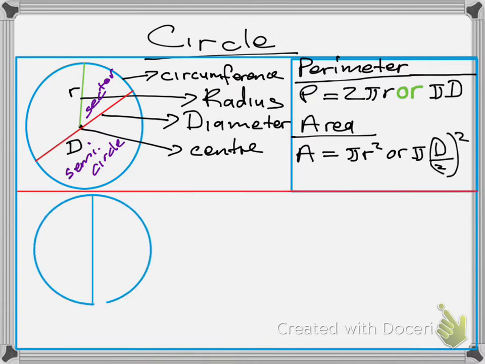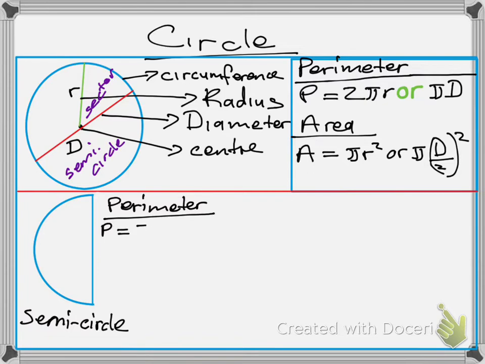And a semicircle, remember, is half a circle. We can calculate the perimeter of a semicircle by adding the distance of the semicircle arc and the distance of the diameter, which is 2 times r. Remember, diameter is 2 times the radius. So the perimeter can be calculated by saying half of 2 pi r, which is basically pi r, right, plus 2 times the radius, right?